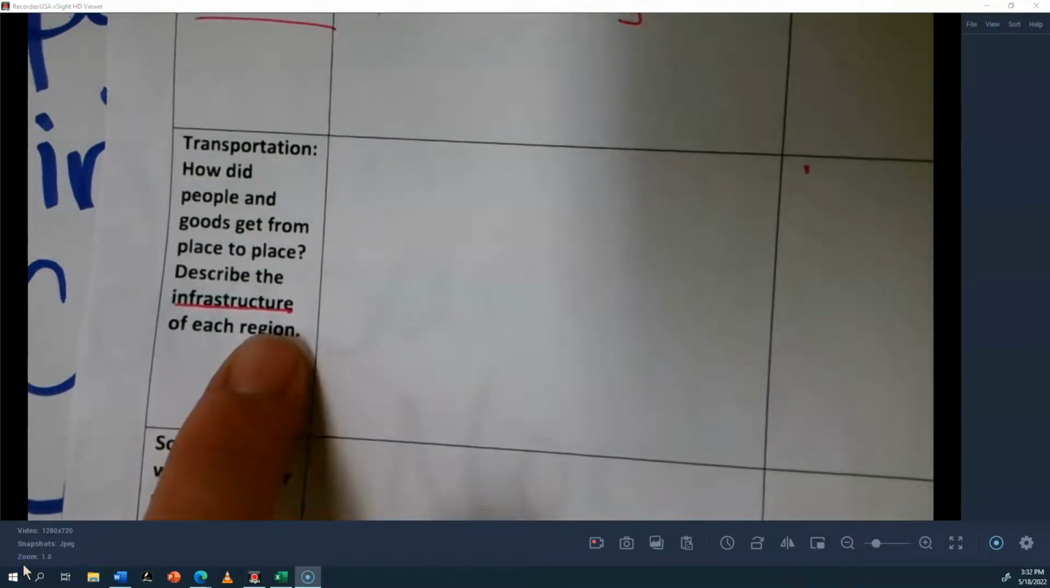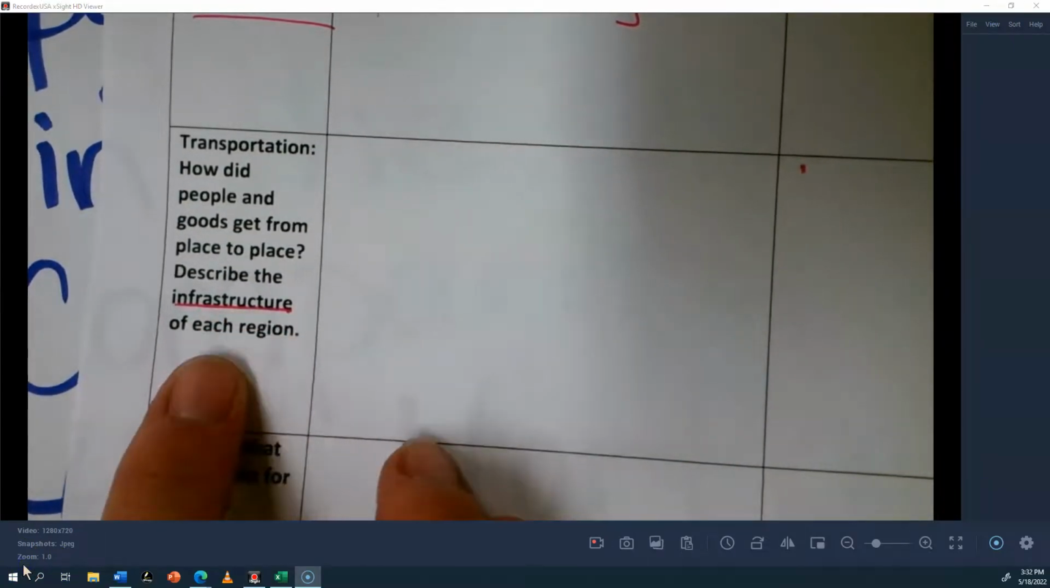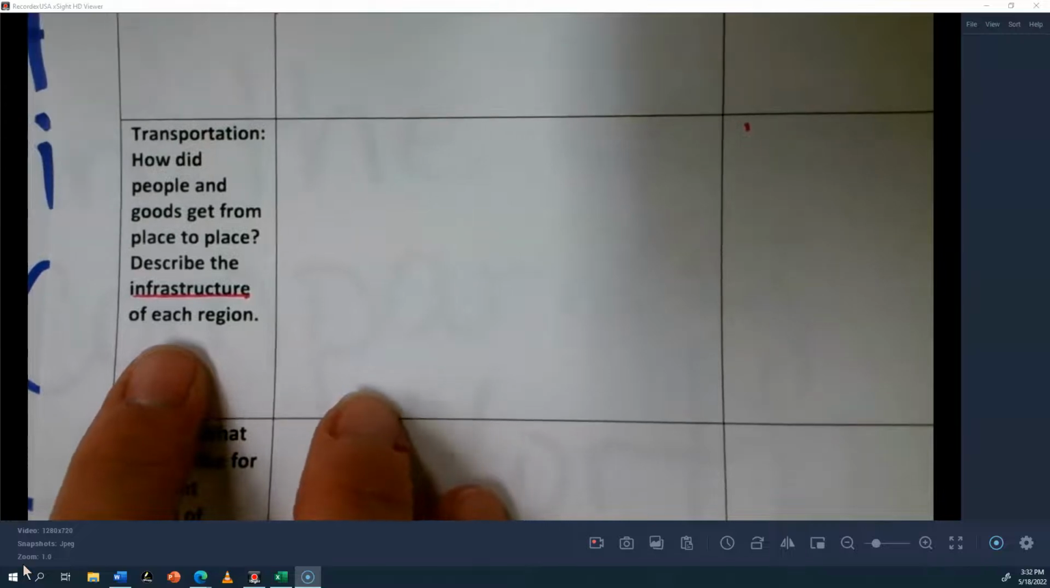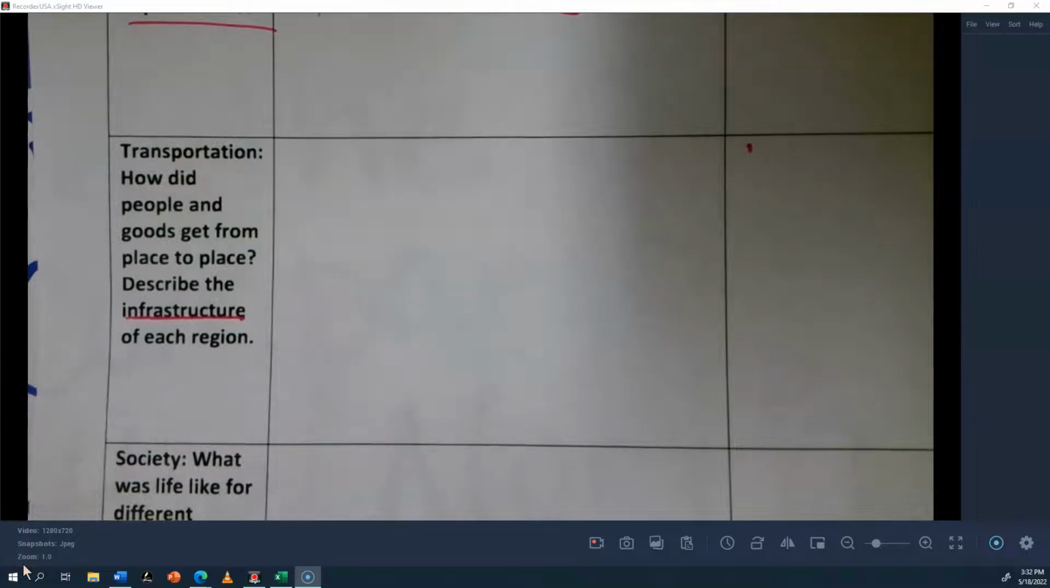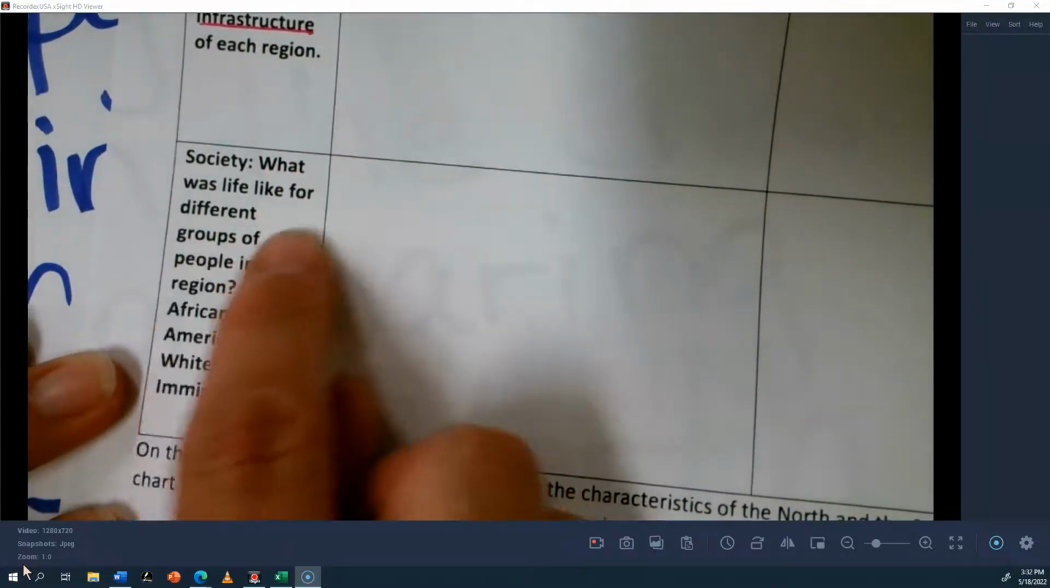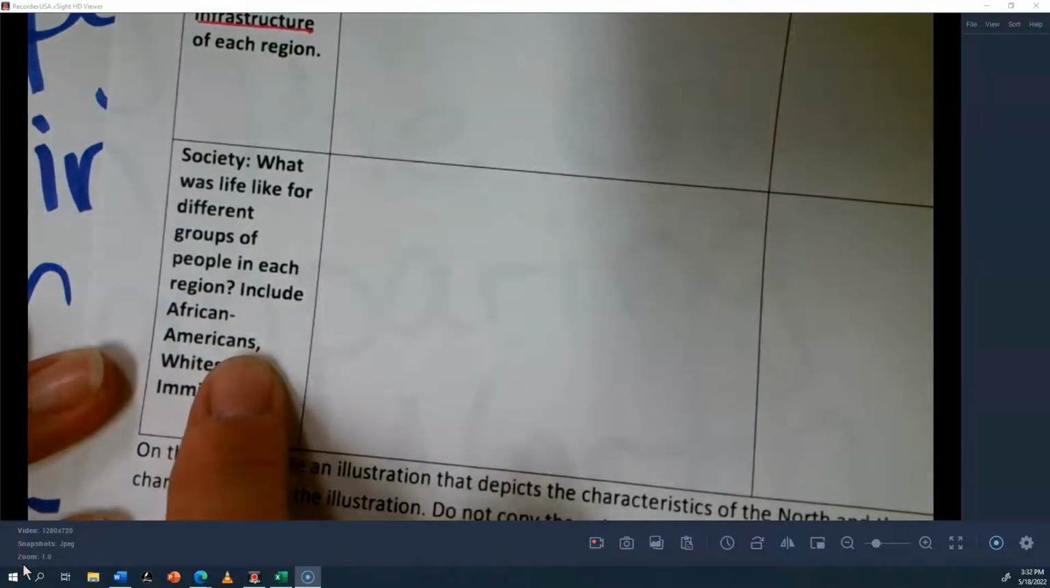Okay, so the infrastructure, you really want to think about what's built up, how developed it is. Do they have the things they need to make a society function, or does society function on a smaller scale? And then the last one is society. What was life like for different groups of people?